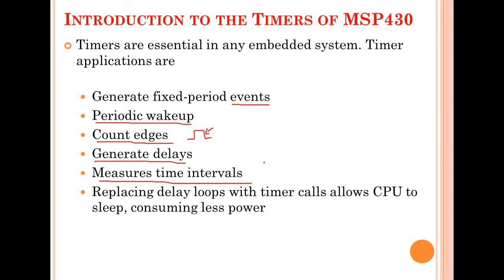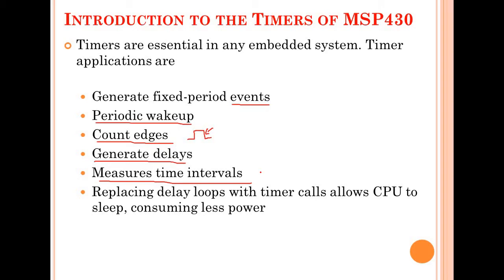And the next feature is that you can measure time intervals. That is, you can measure the time duration between two events with the help of timers. For example, if one event occurred at time 210 and another event occurred at time 220, then what is the interval between 210 and 220? It is 10. With the help of timers, I can measure the time interval between two events.